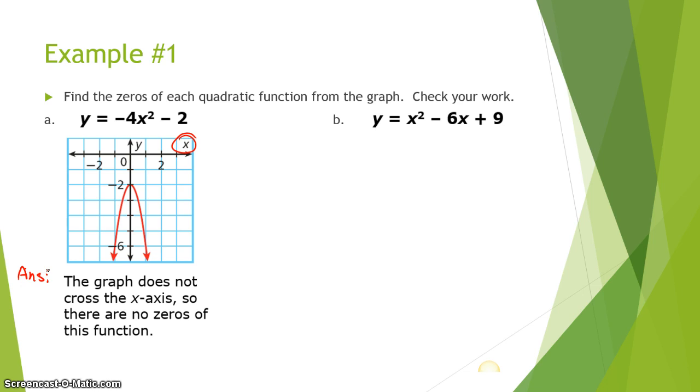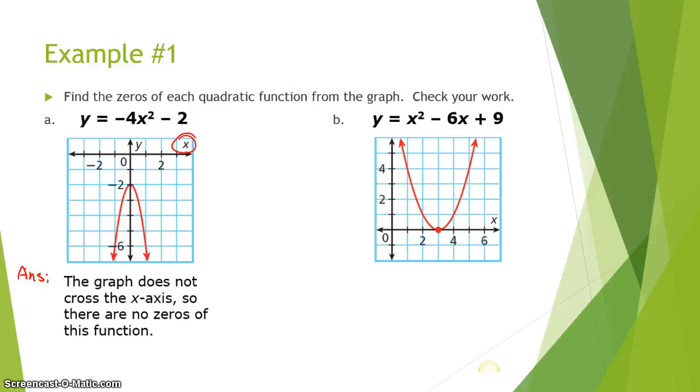For b, we have the function y equals x squared minus 6x plus 9. Here's the graph that represents that quadratic function, our parabola. What we need to notice here is if there are any zeros. Notice my minimum value right here crosses at 0. When we look at the origin 0, 0, that point falls at 3, 0. So the zero appears to be at the value 3. 3 is my x, 0 is my y. My zero value is going to be 3.